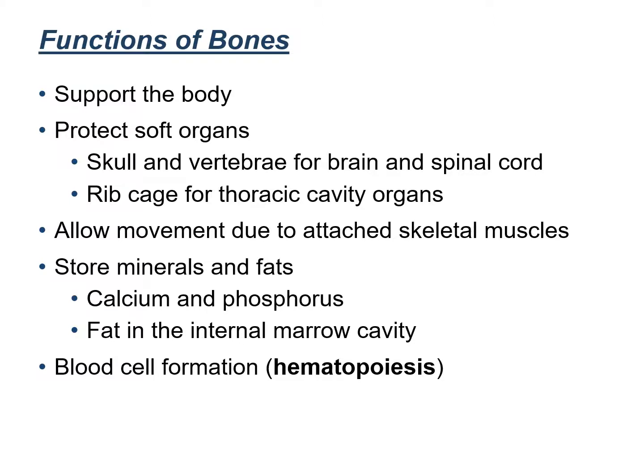Functions of the skeletal system. The main function of the skeletal system is to provide a structural framework to support the body. And because the bones are hard, they protect the soft internal organs. For example, the skull bones protect the brain, the vertebrae protect the spinal cord, and the rib cage inside of your chest is protecting the lungs and the heart.